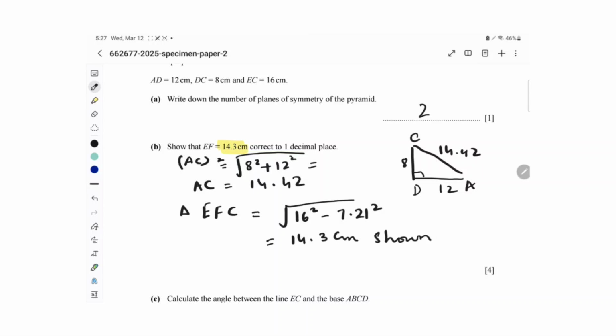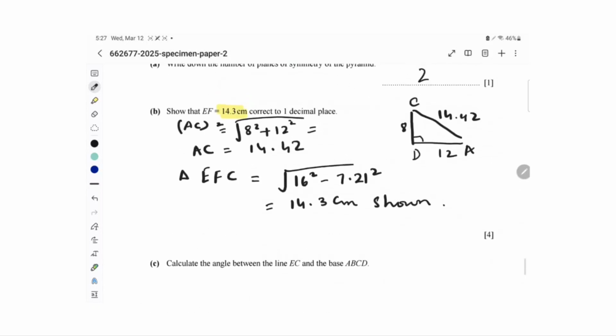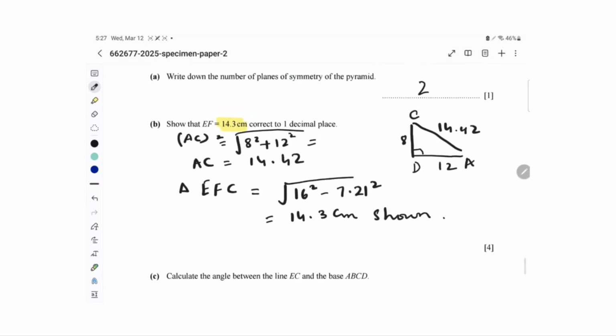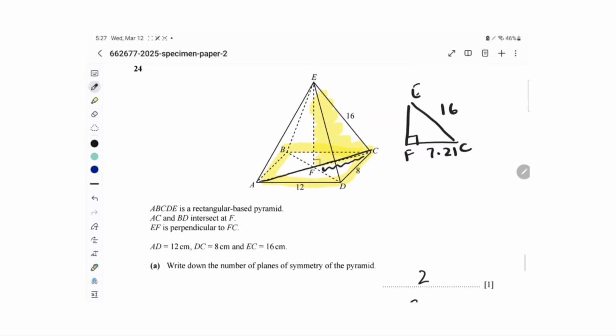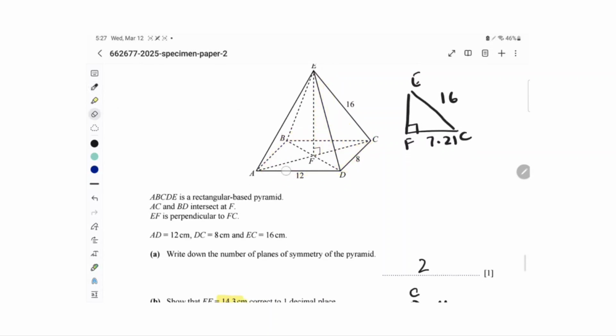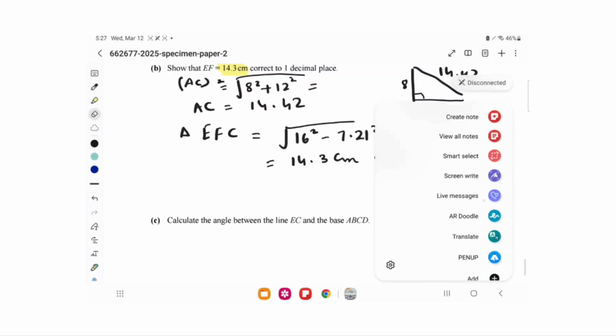Now in the next part, calculate the angle between the line EC and the baseline ABCD. Okay, angle between EC and the base ABCD. Just look at the diagram.